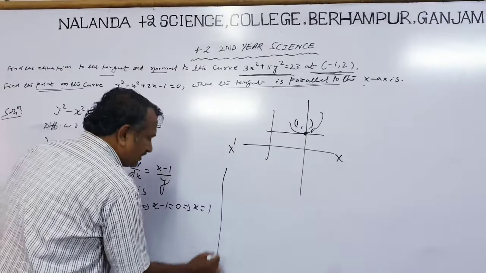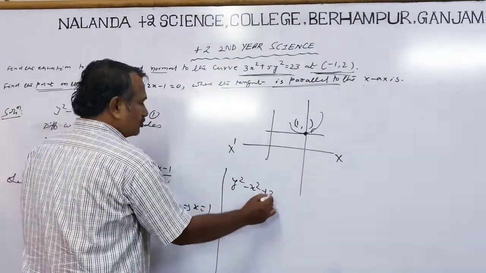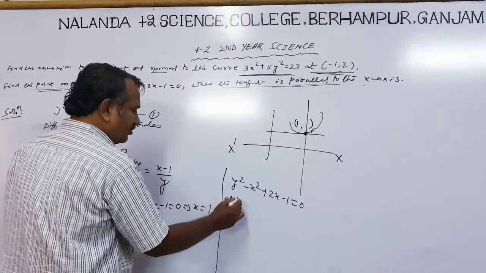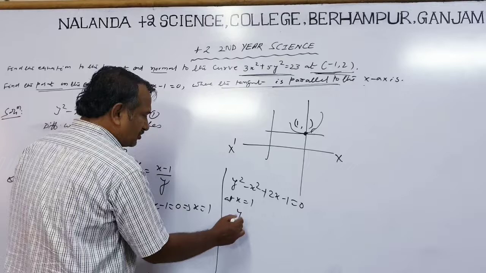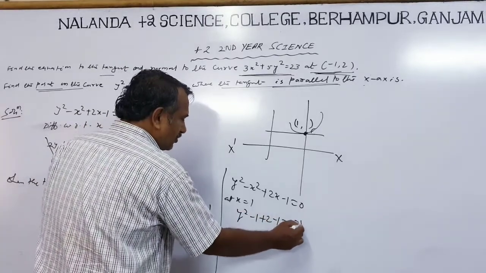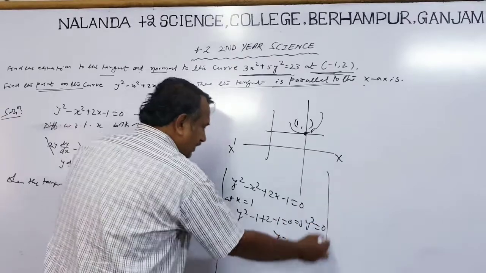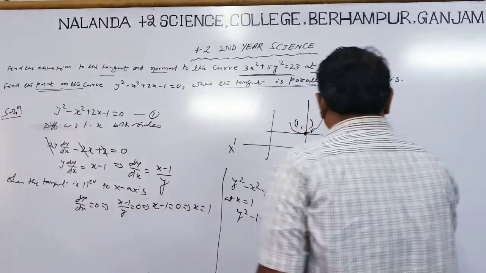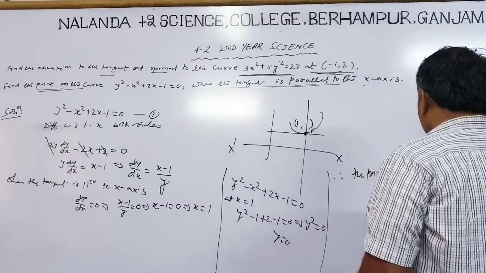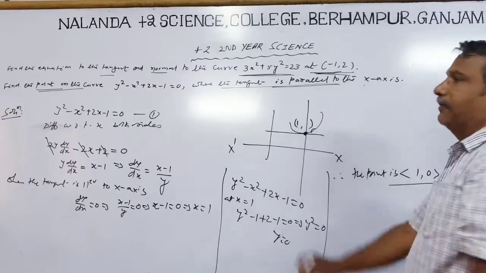Now here the curve is given: y square minus x square plus 2x minus 1 equal to 0. Now at x equal to 1, y square minus 1 plus 2 minus 1 equals 0. So y square equal to 0, so y equal to 0. Therefore, the point (x, y) is (1, 0). This is a point.